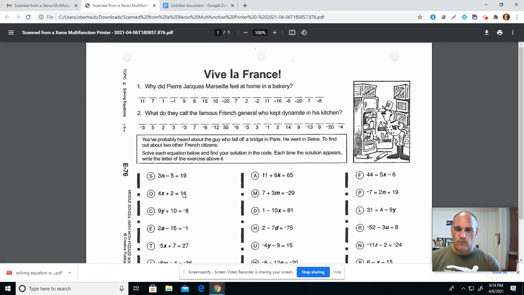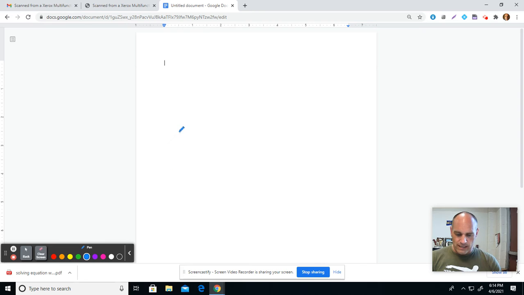4x plus 2 equals 14. So now, I'm going to go back to this. I'm going to write down my equation. So 4x plus 2 equals 14. All right. So remember, the equal sign splits us up into our two sides, just like we've been using on our mats. I always want to think about the side that has a letter on it. So I'm thinking about this side right here.